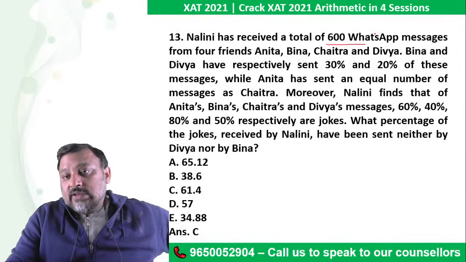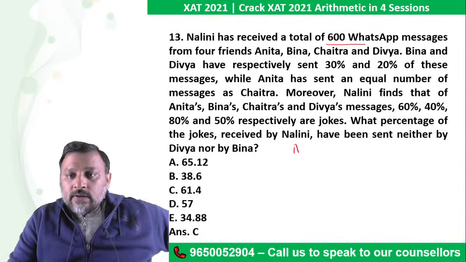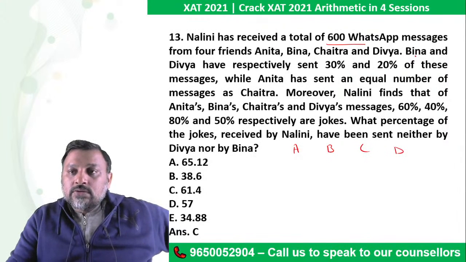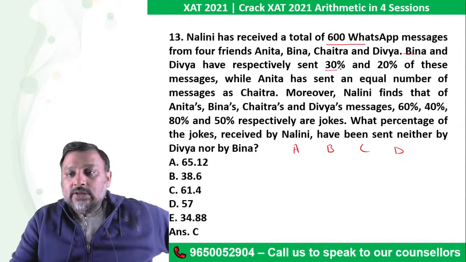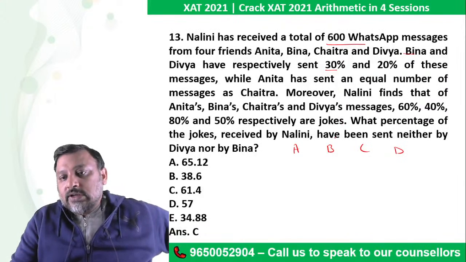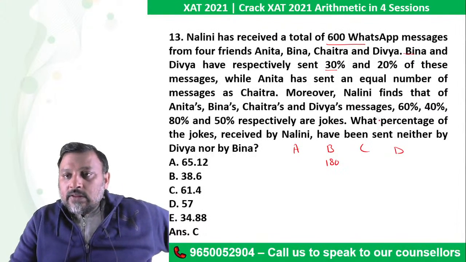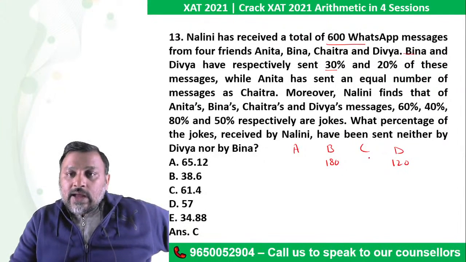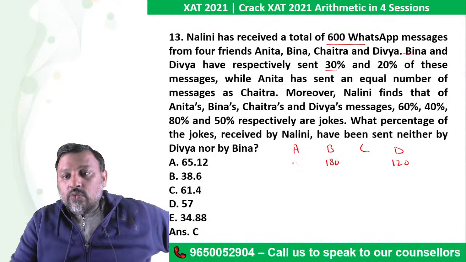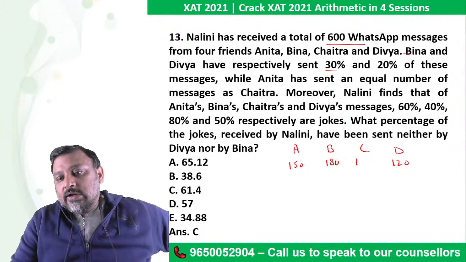Total messages are 600. Anita, Beena, Chitra and Divya. So Beena is sending 30%. 30% of 600, which is 180. Divya sent 20% of 600, which is 120. And Anita and Chaitra equal. So remaining is 300, so equal.